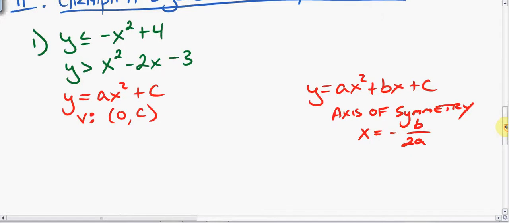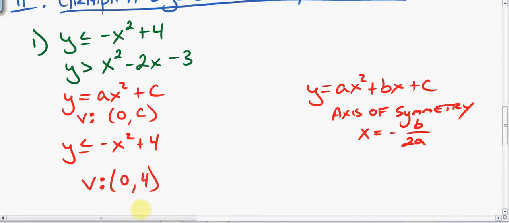So I've got my first equation, which is y is less than or equal to negative x squared plus 4. The vertex, easily identifiable, is (0, that c value), which is positive 4. So that one's done.